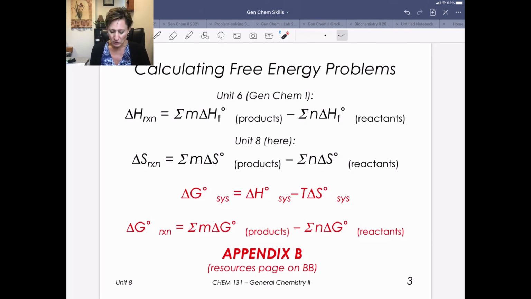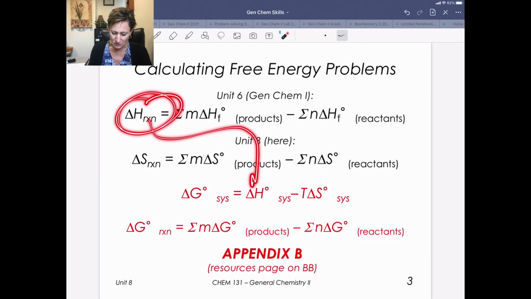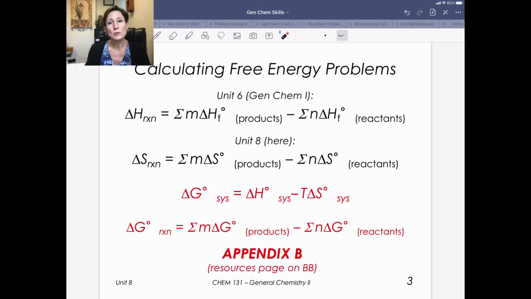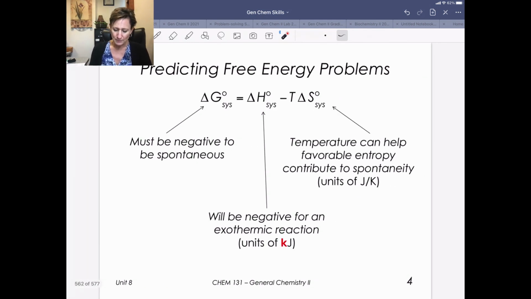Another way that we can calculate the delta G for a process is if we know the delta H, delta S values, and the temperature that we are at. Note here, we can use this monster equation to give us the delta H, and we can use this monster equation to give us the delta S, and then plug in the temperature that we're given. That's another way that we can calculate delta G. So there are lots of ways that we can get at the spontaneity of a reaction.